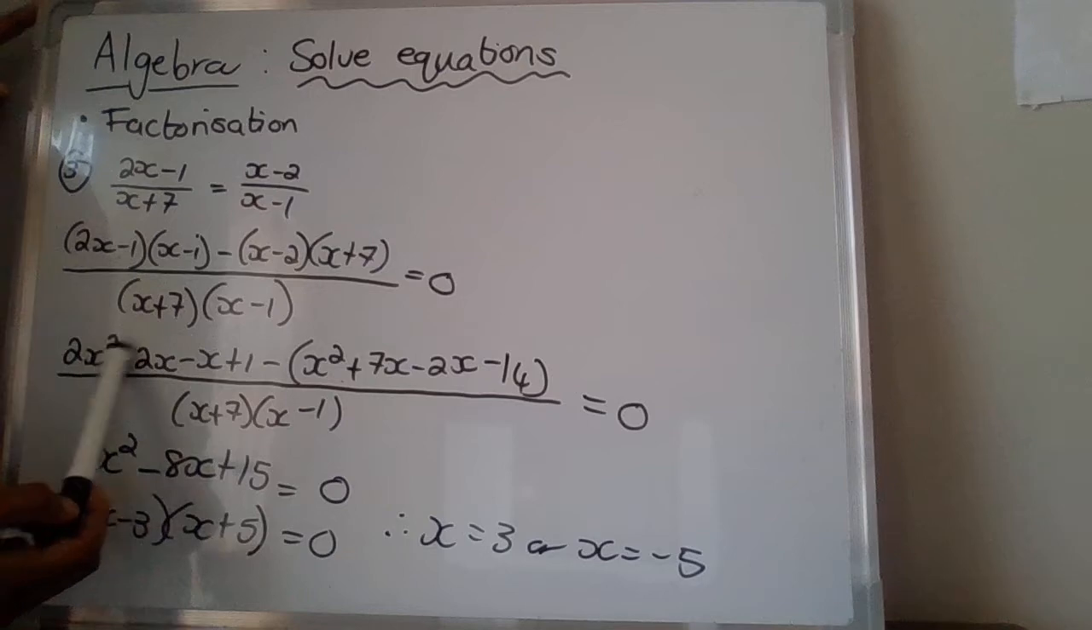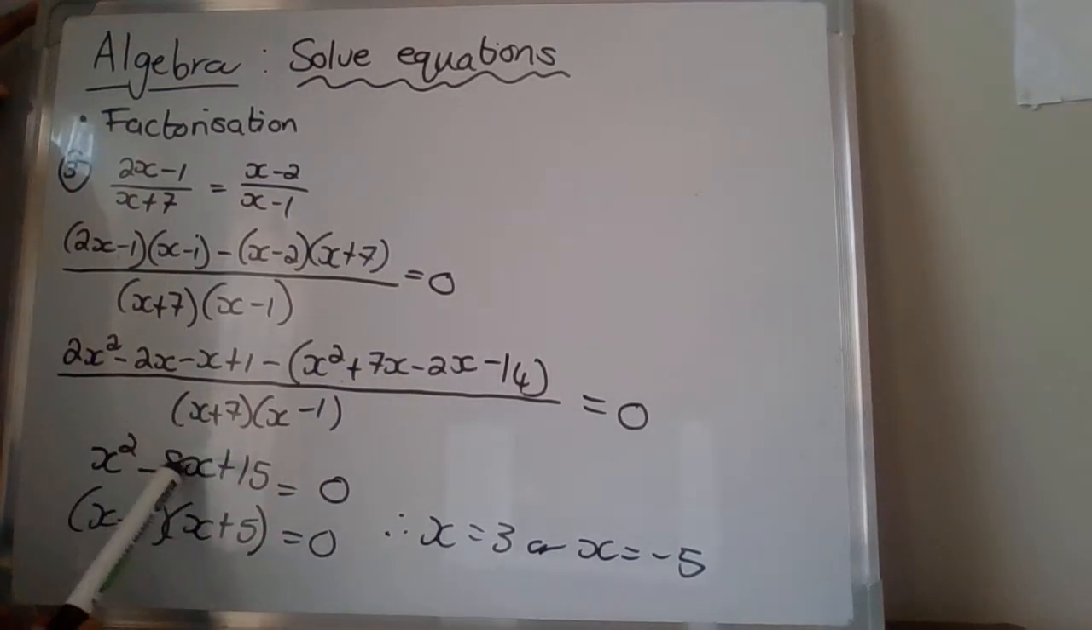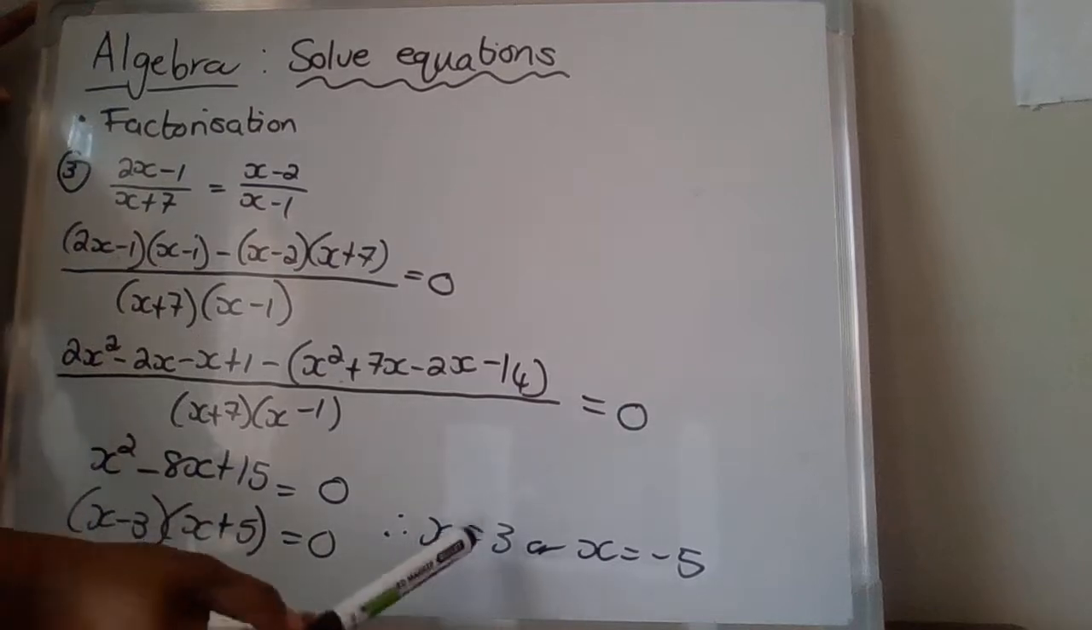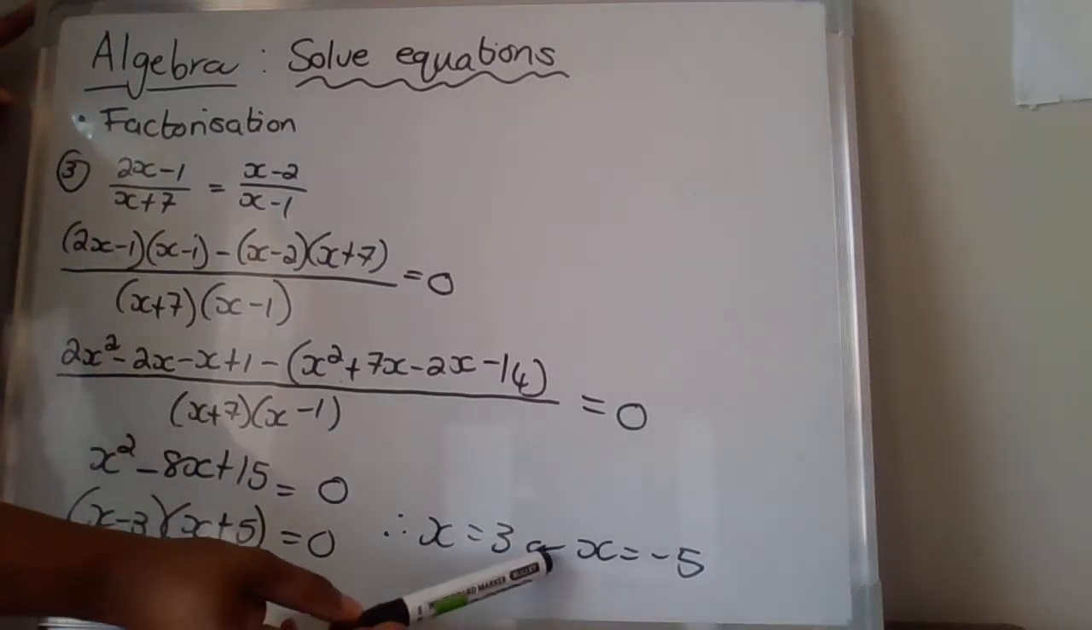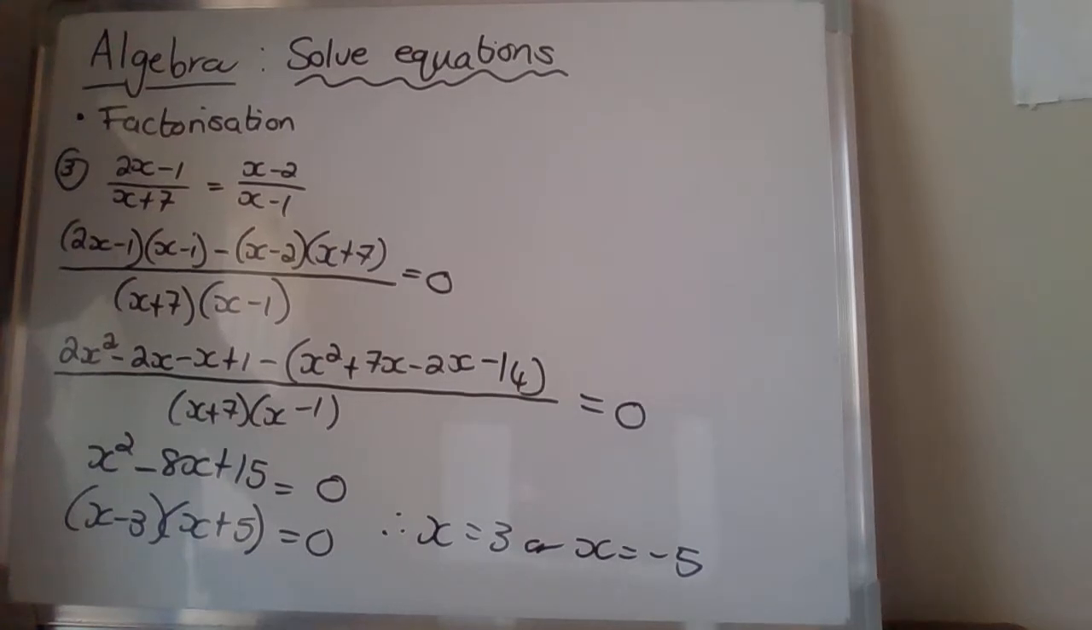And with my numerator, when I work this out, I get x squared minus 8x plus 15, which is equal to 0. And when I factorize it, it's x minus 3 times x minus 5. That's equal to 0. So when I solve for x here, I get x is equal to 3, or x is equal to minus 5.